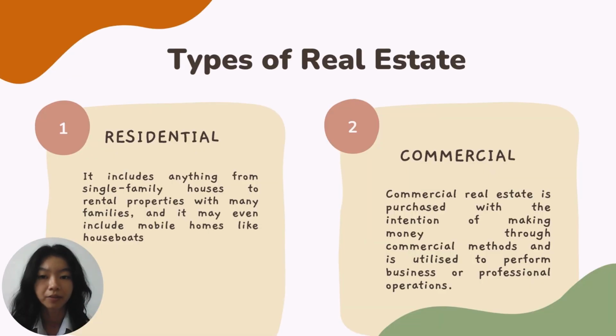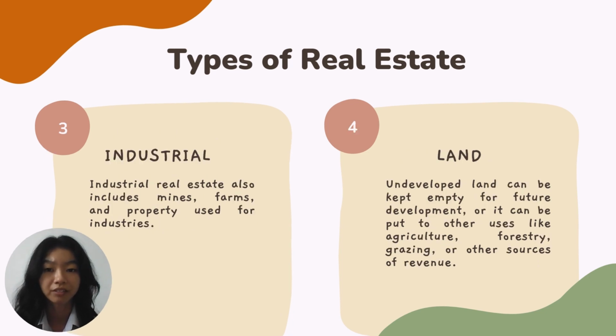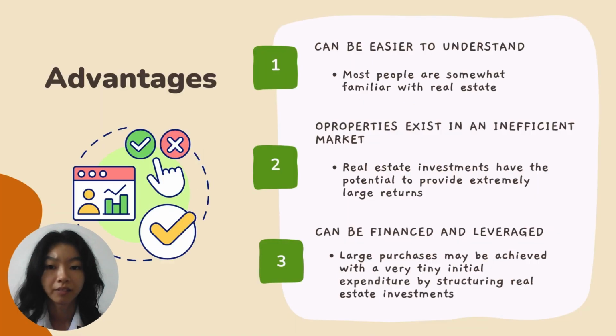There are four main types of real estate. Residential real estate comprises development land for housing. Commercial real estate facilitates business operations. Industrial real estate supports industrial activity, and undeveloped land is held whether for future development or alternative use. Investing in real estate offers several advantages. Firstly, it's often easier to understand, as it is tangible and familiar. Additionally, real estate can produce significant profit in an efficient market. Moreover, it can be financed and leveraged efficiently, enabling a significant purchase with a small initial investment.